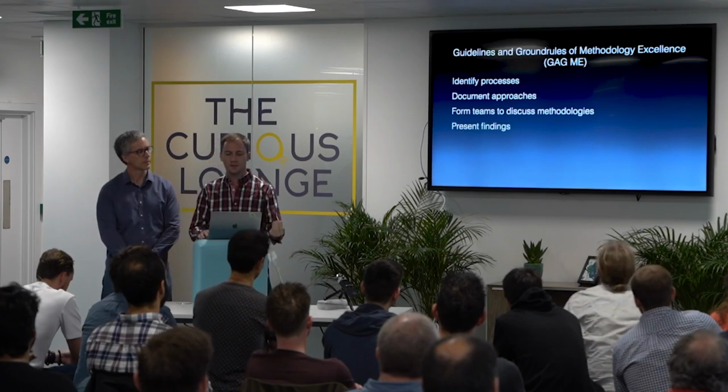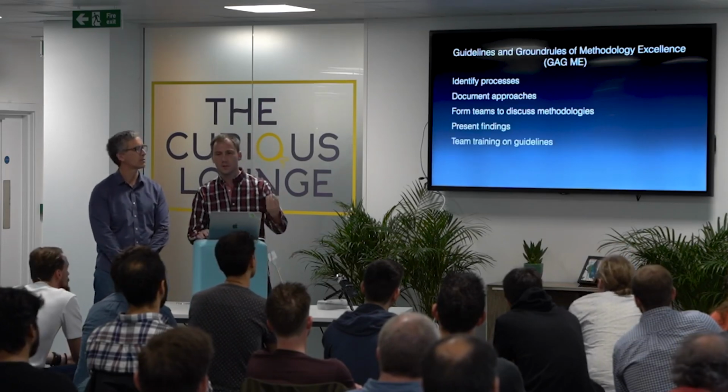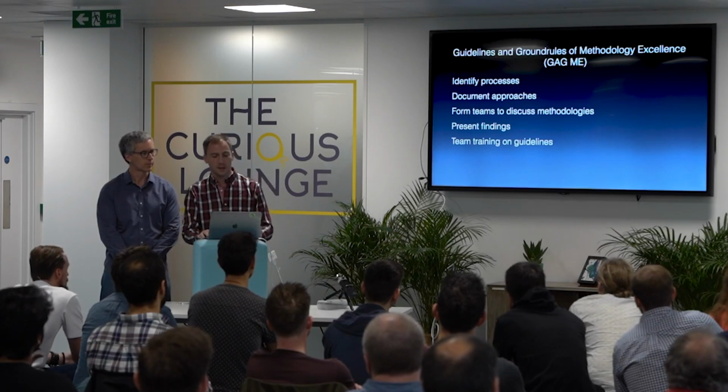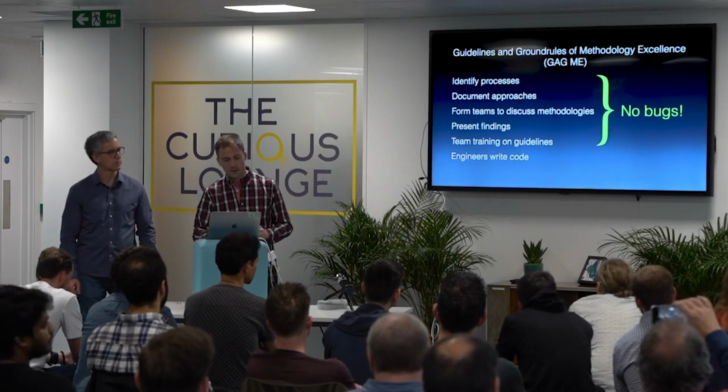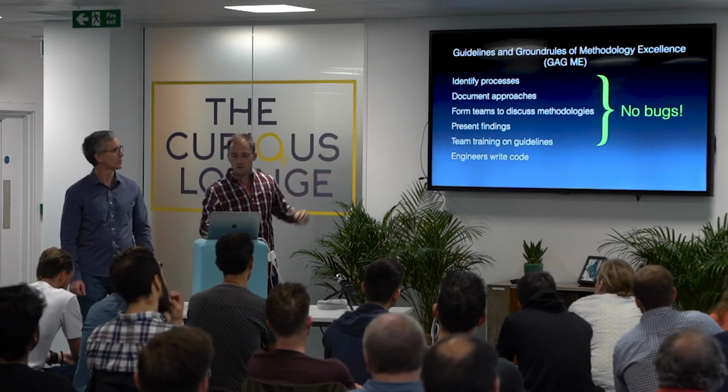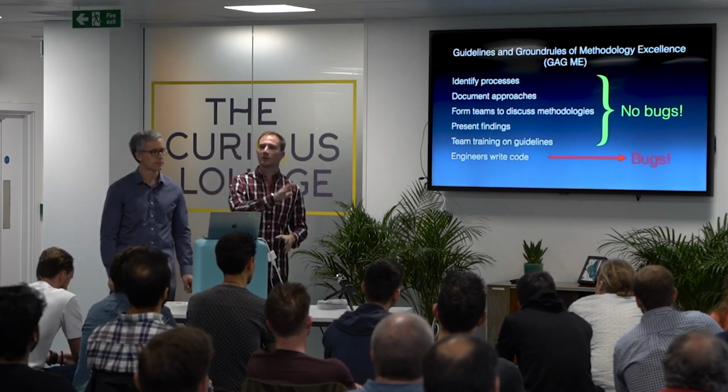So the first one, and I'm sorry if you already know about that one, the Guidelines and Ground Rules of Methodology Excellence, or GAGME. It's a process that goes like this. You first identify the processes at your company. You document approaches to apply those processes. You form teams to discuss methodology to make sure you can implement the processes the right way. And you present findings to the team, you train the team based on the guidelines that came out of the findings, and finally, engineers write code. So if we look at where bugs are created in the process, bugs never happen in the first steps. But when we reach the last one, that's where bugs happen.